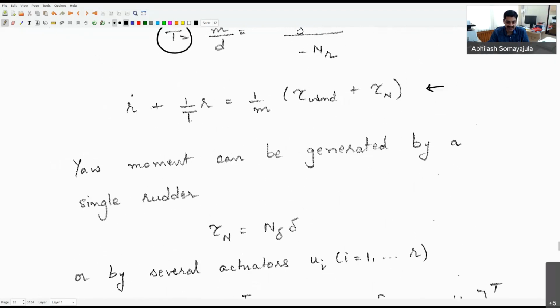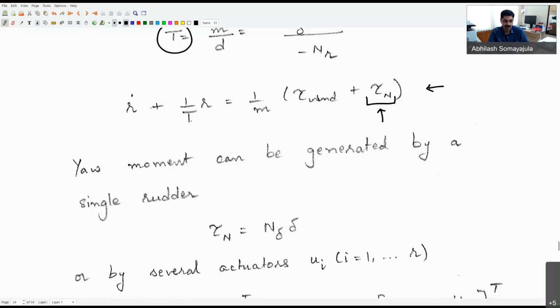Now the idea here is that this tau N, which is the control input that needs to be provided, can be specified in terms of the different actuators which are present. If it's a single screw ship, then tau N simply becomes N delta times delta, where we are primarily depending on the rudder angle.